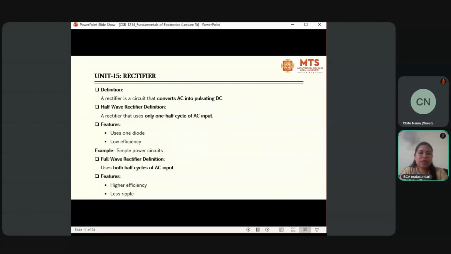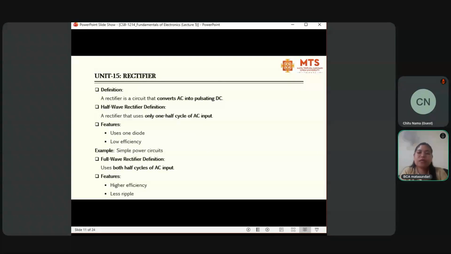So half wave rectifier is a rectifier that uses only one half cycle of AC input. Then it is called half wave rectifier. Features: uses only one diode, and low efficiency. Example: simple power circuit.